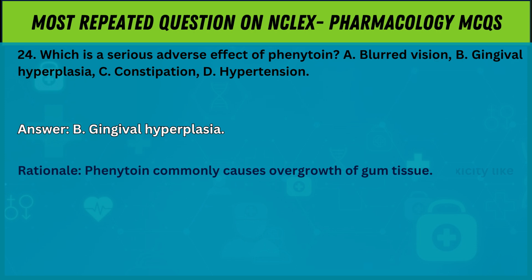24. Which is a serious adverse effect of phenytoin? A. Blurred vision, B. Gingival hyperplasia, C. Constipation, D. Hypertension. Answer: B. Gingival hyperplasia. Rationale: phenytoin commonly causes overgrowth of gum tissue.